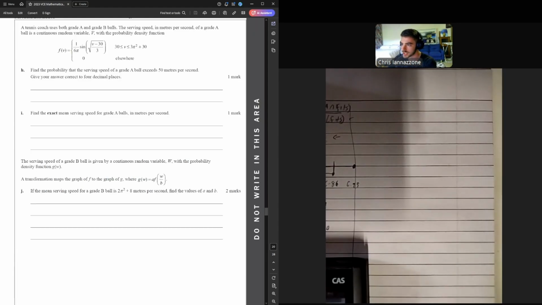Okay, part H is nice and simple, even if it doesn't look immediately nice and simple. The function is sort of irrelevant here. The only thing that really matters is that we're looking to exceed 50 meters per second when I find the probability that occurs. As long as you're aware that speed is on the x-axis, because the variable of interest is often on the x-axis when it comes to continuous probability like this, then all you need to do is set your lower bound to be 50, since you want to be above 50.